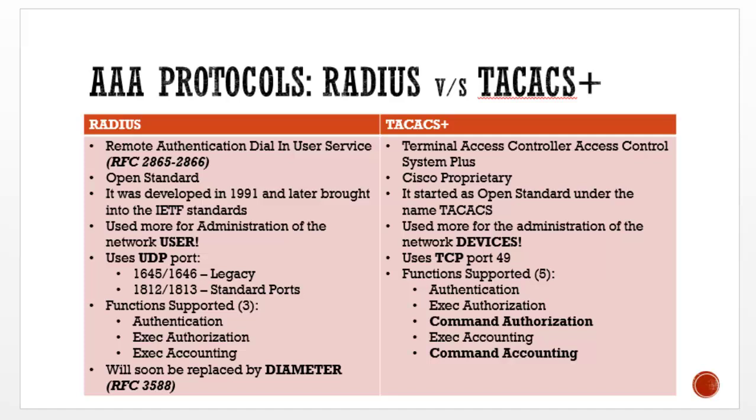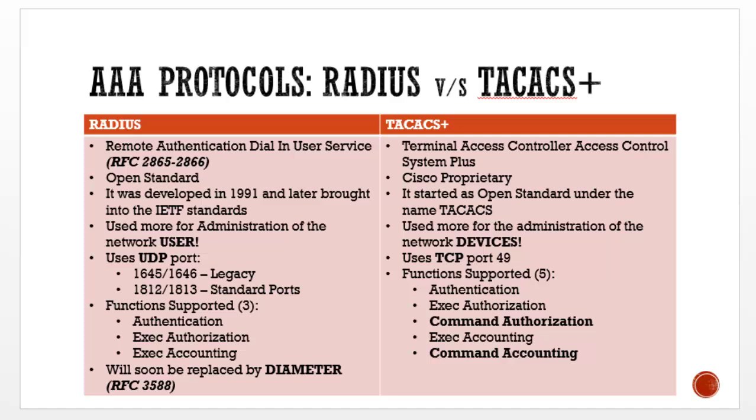RADIUS supports three basic functions, as we know: authentication, authorization, and accounting. But in authorization, RADIUS supports only the exec authorization. And even in accounting, it just supports exec accounting.